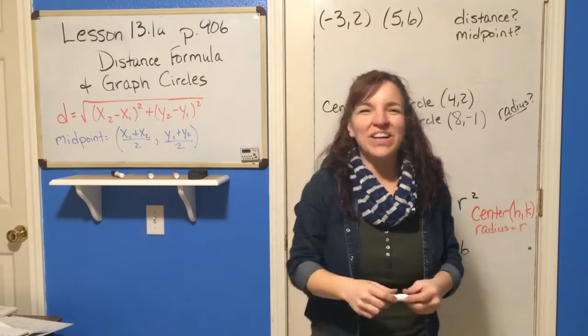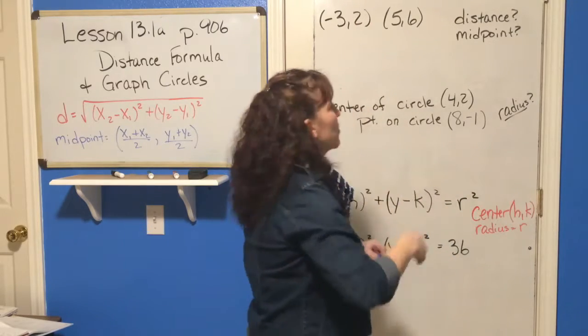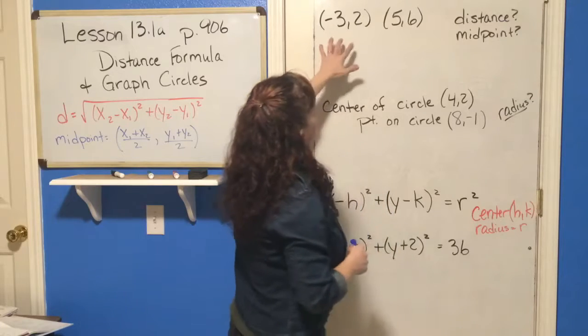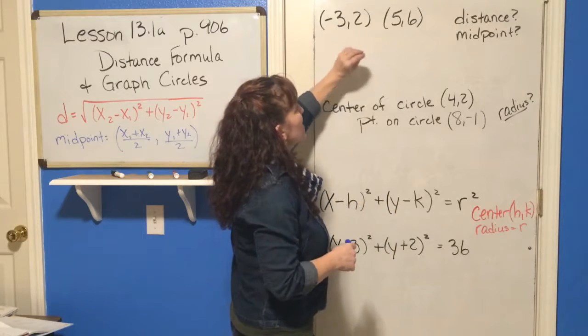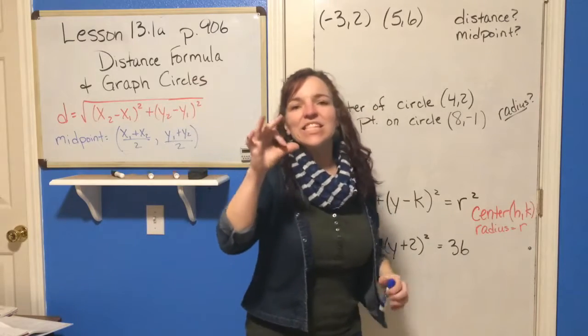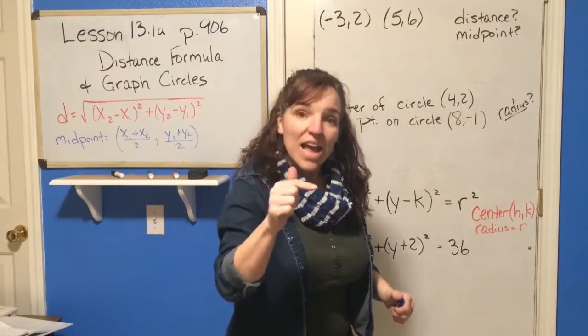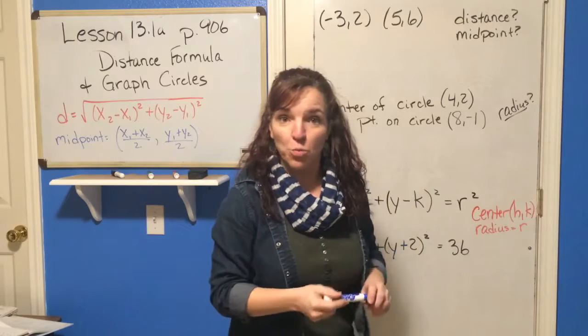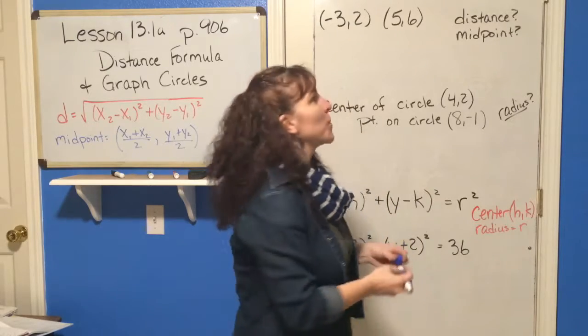Let me show you how they work. All you have to do is know how to use the formula. I'm going to give you 2 points, -3, 2, and 5, 6, and I want to know what is the distance between these 2 points and what is the midpoint between those 2 points. All you have to do is use the formula.